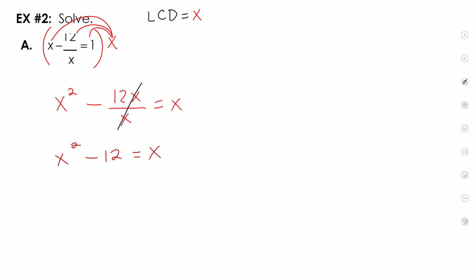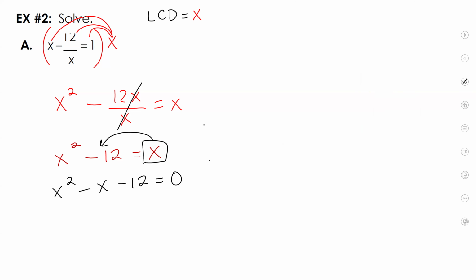Okay, look what I'm going to do, guys. I'm going to move this X to the other side. When I move it to the other side, what does it become? A negative X. The minus 12 can stay the same. Now I can factor it. Move this X to the other side, making it a negative X. Okay, now we can factor.